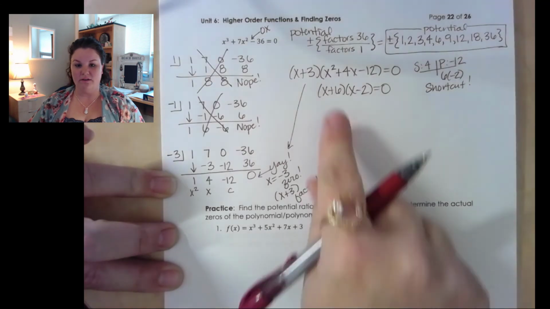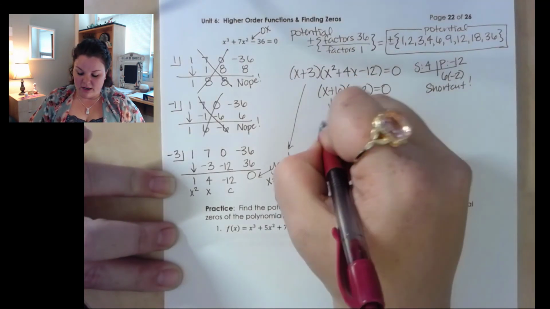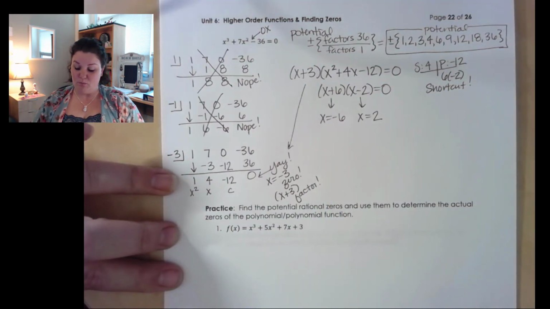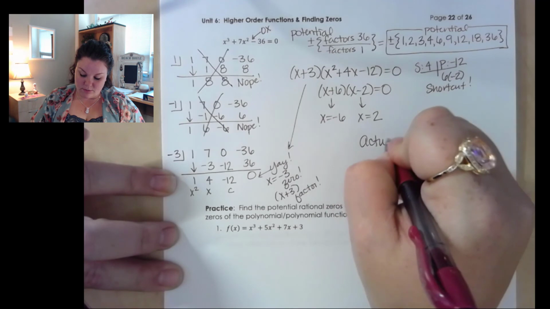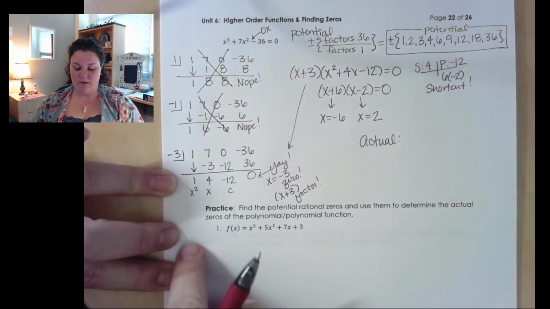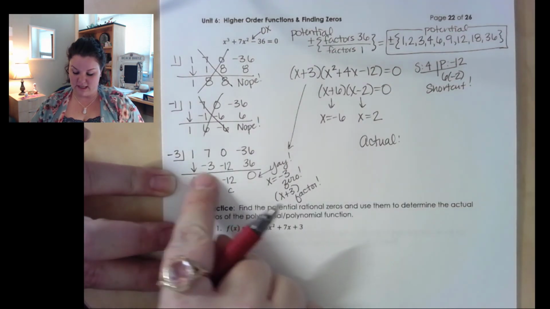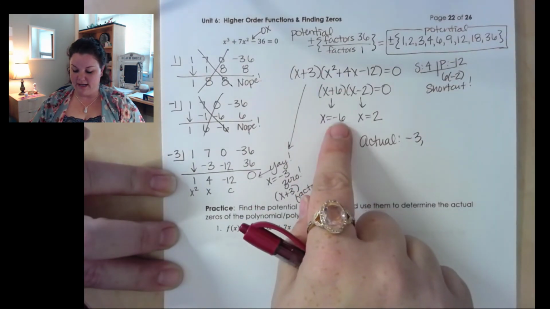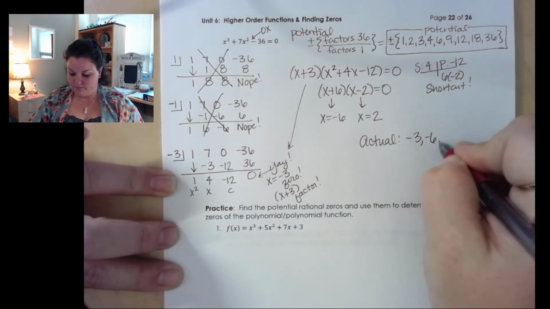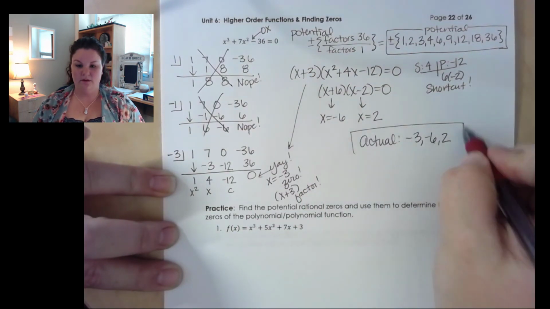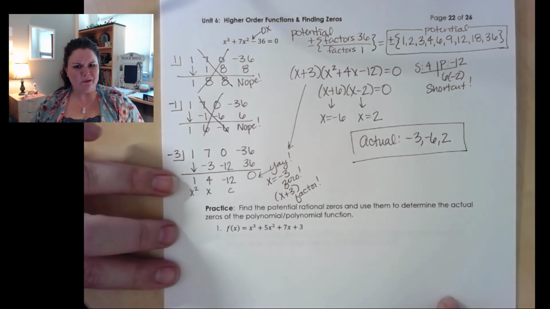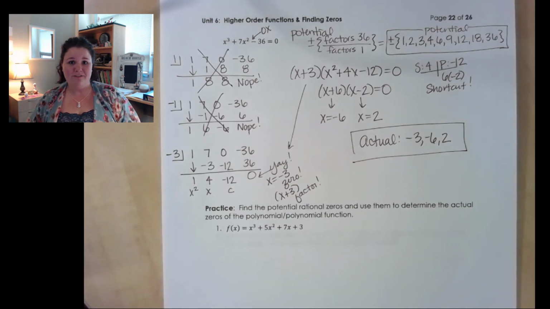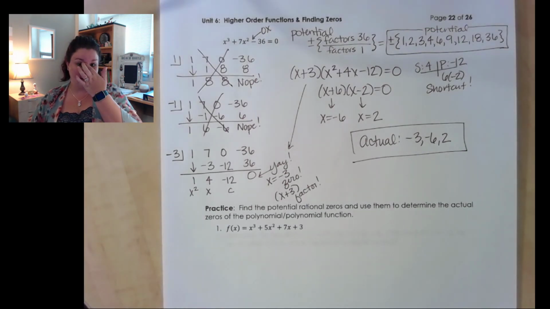And then all we have to do is solve each of these factors. When I solve here, I get -6. When I solve here, I get +2, which means that all of the actual zeros from this entire problem are the -3 that we got from synthetic, and then once we factored our quotient, we got a -6 and a +2. There we go. All right, are we okay with the process? Synthetic division is definitely going to be a big part of our life now, in this section and the next.